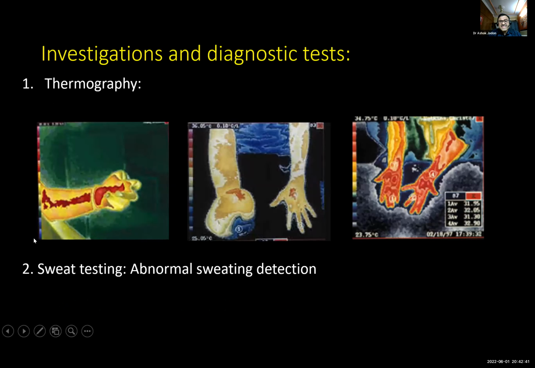Now comes the investigation. In the beginning, I said the investigations may support your clinical findings, but they are not diagnostic, like thermography.